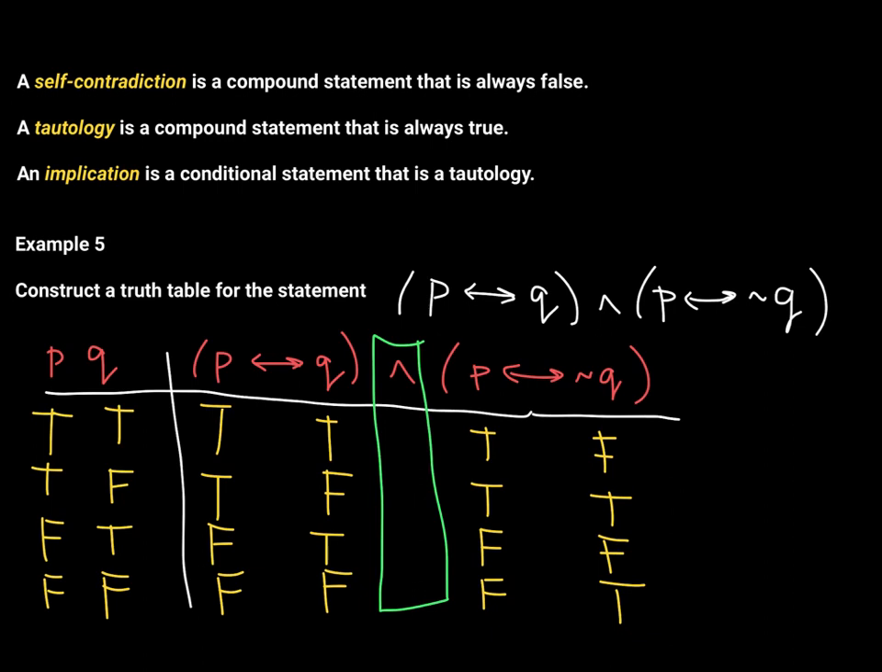So let me fill those in. This one's true, this one's true, but the others, since they have different truth values, will be false. Same thing over here. I'm looking for the same truth values, so true, true, and false, false. Those will get true truth values. The others will get false.